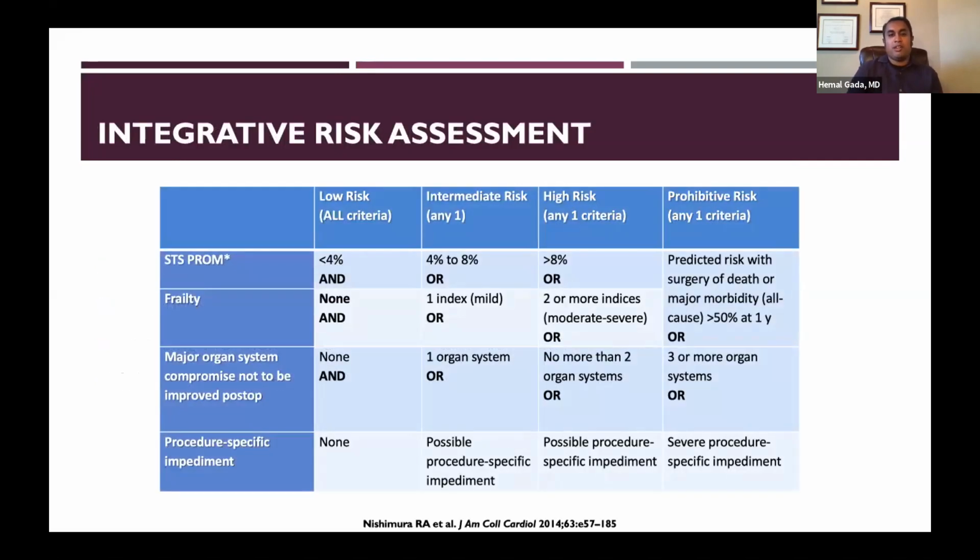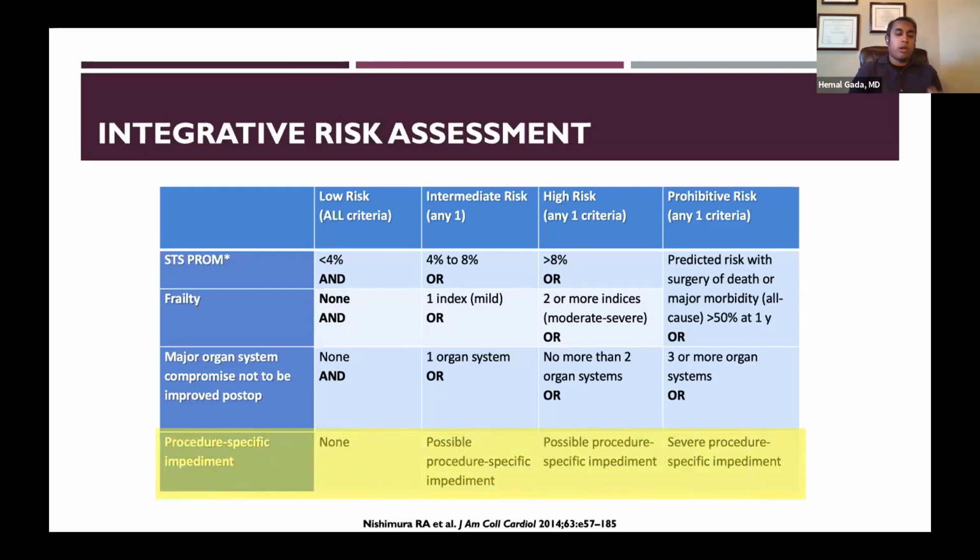So let's just pause here with regards to how we assess these patients. This is right out of the valvular heart disease guidelines in 2014 that had a focused update in 2017. And when we think about low risk, we automatically jump to STS score. And that's fine, but that's not all of surgical risk. The STS predicted risk of mortality makes up that top row. Second row there is frailty indices. Third row is major organ system compromise not to be improved postoperatively, like renal failure, maybe you had bad pulmonary hypertension, bad pulmonary disease. You don't want to intubate the patient. Maybe transcatheter aortic valve replacement would be favored there.